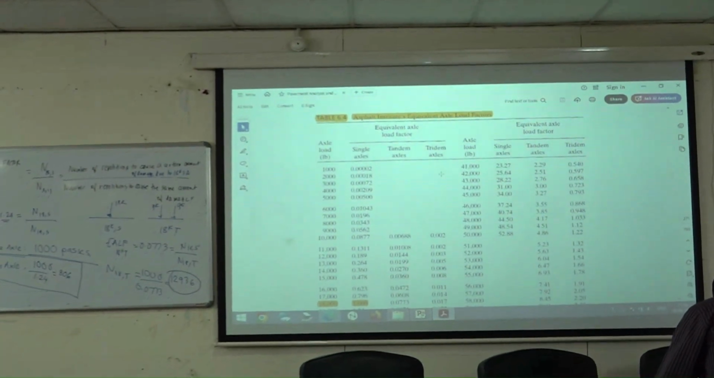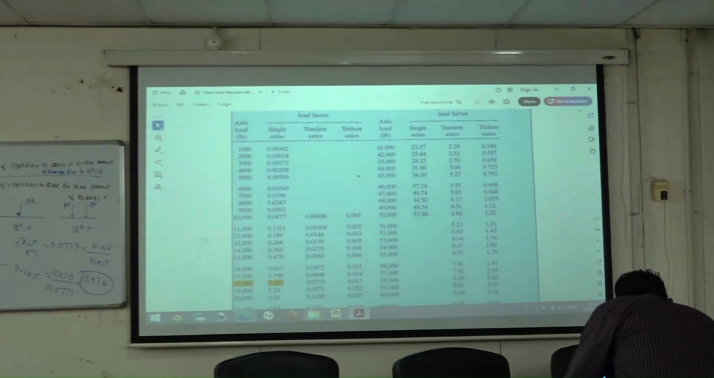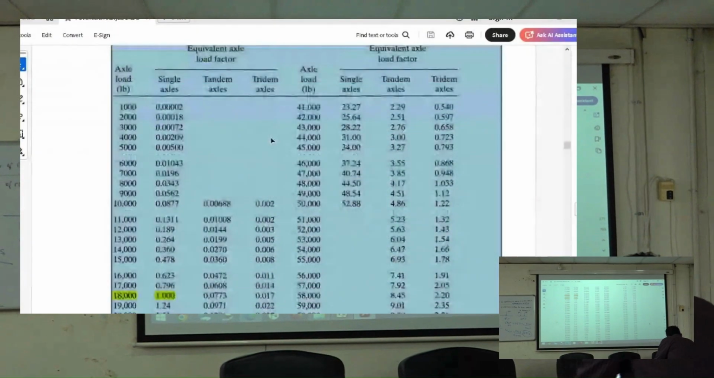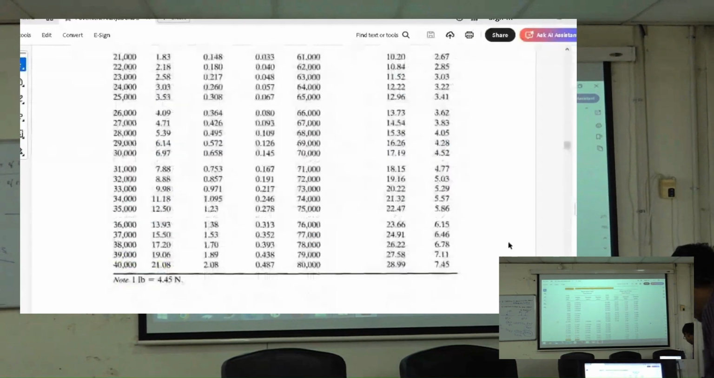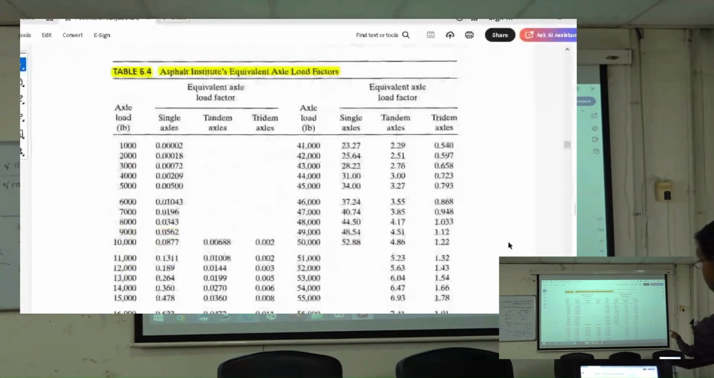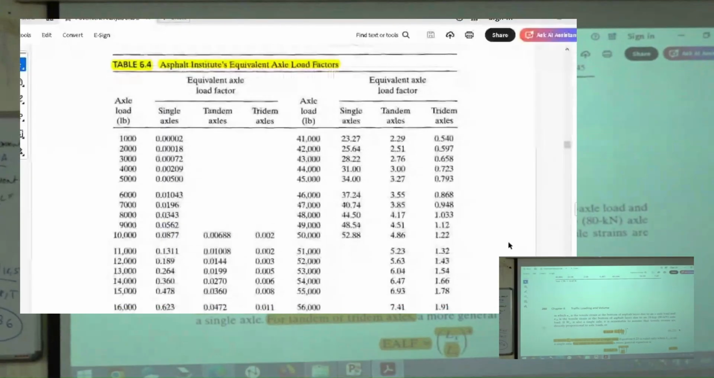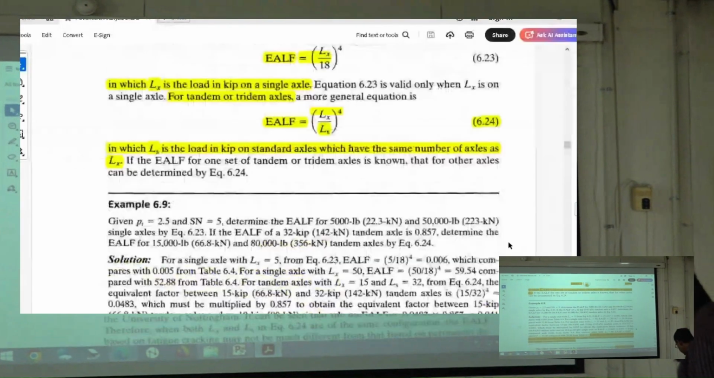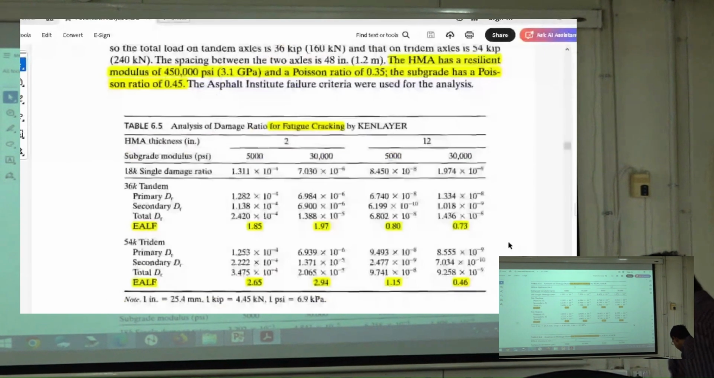Look at this here. Go down here. Look at this here. I want to just emphasize this point here. This is only for asphalt. Table 6.4 is only for asphalt, and now that same factor is right here. So go down there.